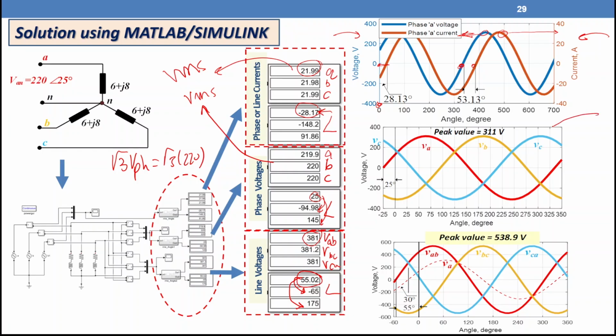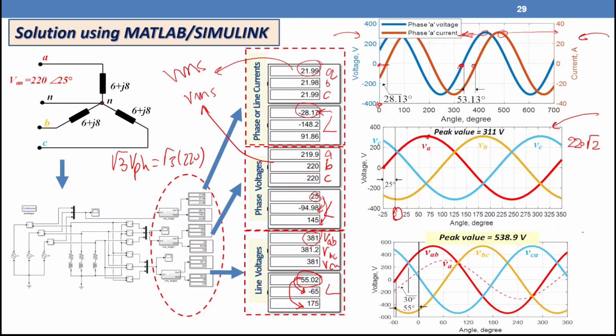Let's look at this figure. We have here the three voltages VAN, VBN, VCN or VA, VB, VC, and the value here is 311, which is 220 multiplied by root 2, peak value. Check using your calculator. 220 multiplied by root 2 gives you 311. And the voltage, if I start the 0 degree here, is leading by 25 degrees, as you can see here.